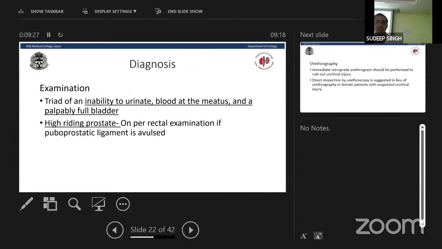The diagnosis is made clinically. There is a triad of inability to urinate, blood at the meatus, and a palpably full bladder. On a digital rectal examination, we may find a high riding prostate, which is suggestive of a puboprostatic ligament avulsion.